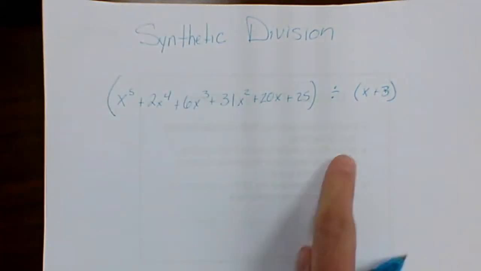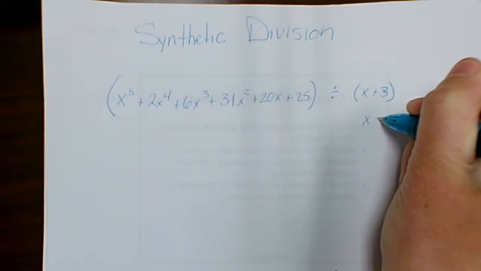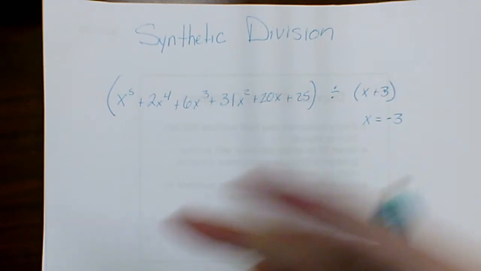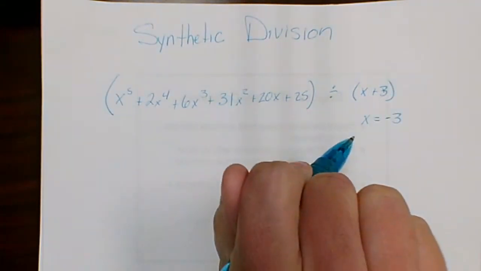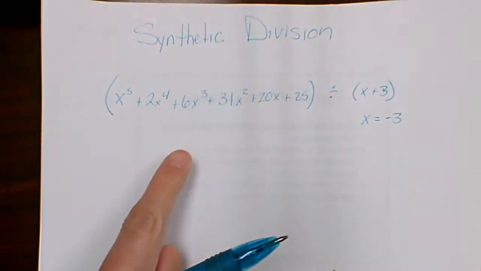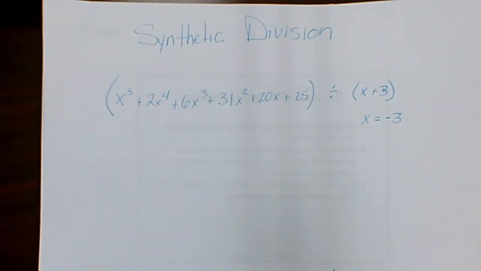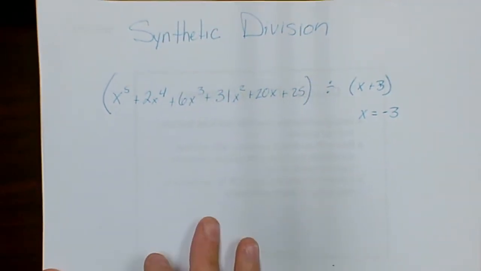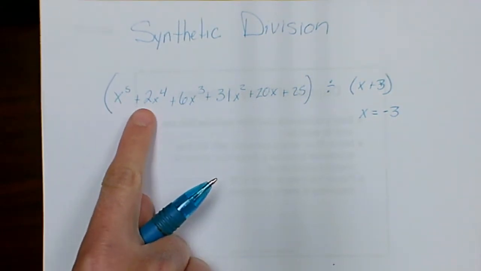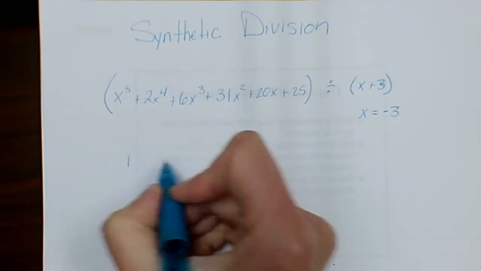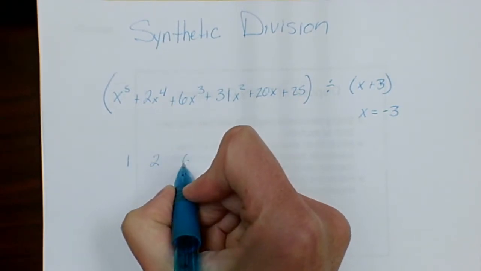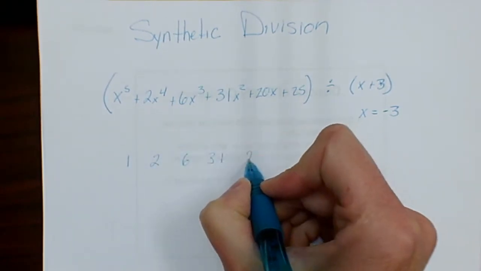Now this x plus 3 means x equals negative 3. All you do is just solve for x. So technically, let's see if negative 3 is an answer for x. To set synthetic division up, you are going to look at the coefficients and write them down in line using some space.